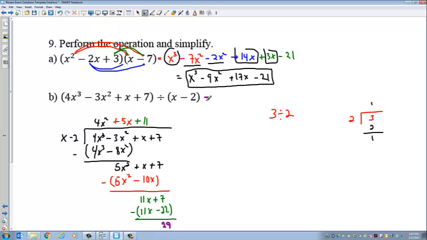If you write out what it's equal to, remember over here, you have a 1 on top, so this really says that 3 over 2 is equal to 1 plus the remainder here is 1, so you have the 1 divided by 2 there. So right here, this will be equal to 4x squared plus 5x plus 11, and then plus the remainder of 29, that's divided by, here it was divided by 2, so here it's divided by x minus 2.